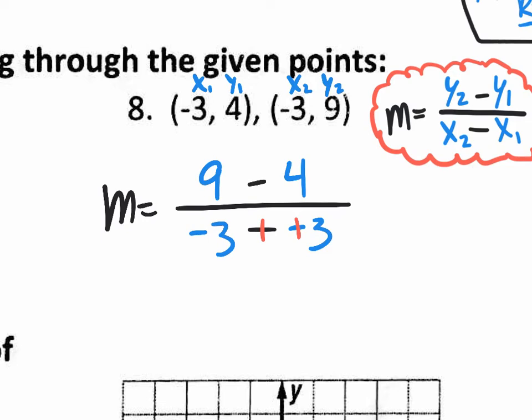So what do we end up with? On top, we have 5. On the bottom, we have 0. And if 0 is underneath, your slope is undefined.